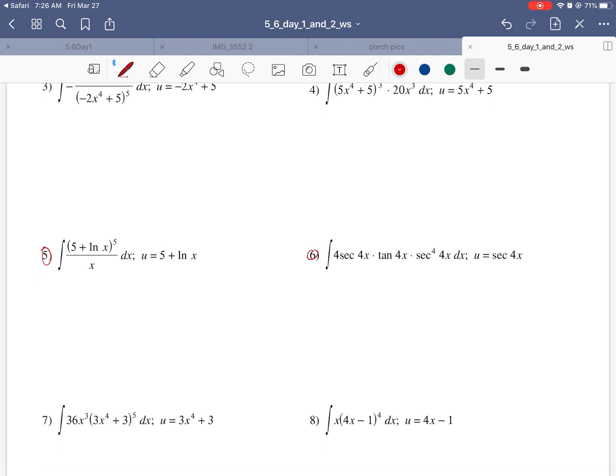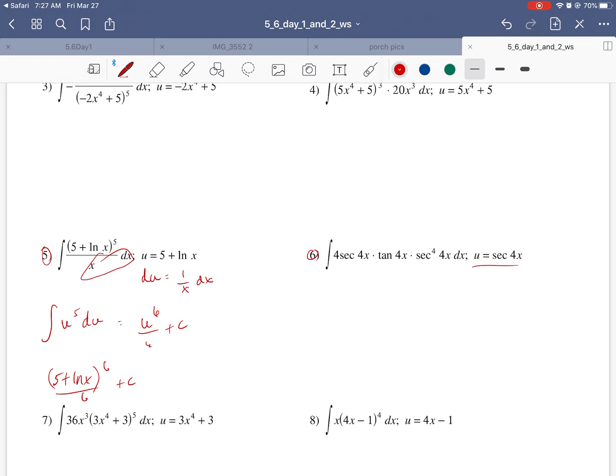Let me pick numbers 5 and 6 now. So 5, if my inside is u equals 5 plus ln x, the derivative of 5 is 0, and the derivative of ln x is 1 over x dx. So that gives us the other piece of the integral. So now we just have the integral of u to the 5th du again. So it's identical to the one that I just did for you. It goes to u to the 6 over 6 plus c. And then it goes to 5 plus ln x to the 6th power divided by 6 plus c.